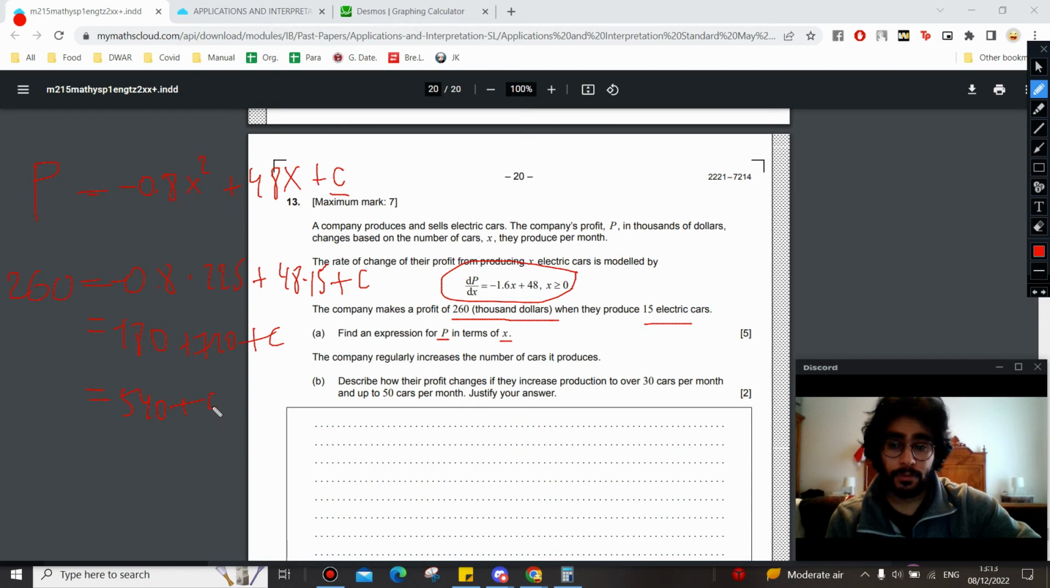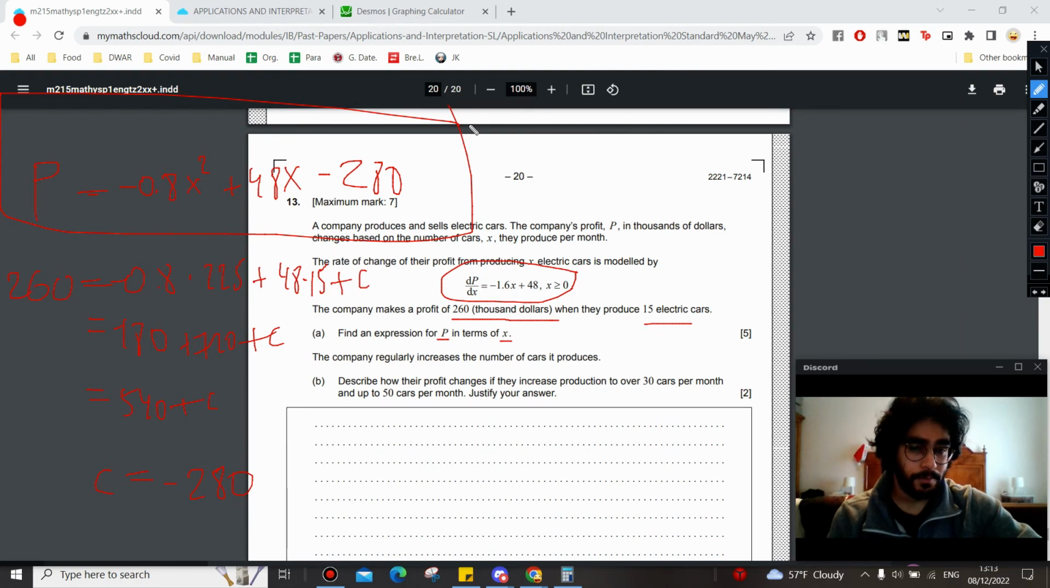And now if I want to find my c, I will put the 540 to the left hand side, and then I will have minus 280, I think. Yep, that's the answer. So finally, I will go back to my equation, and instead of c, I will write minus 280. And voila, I have the answer for part A.